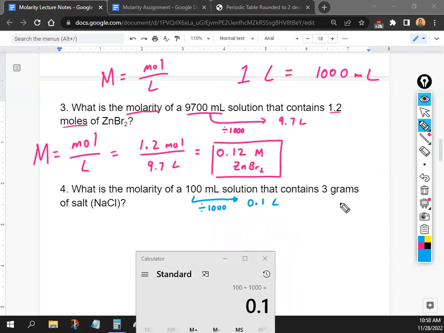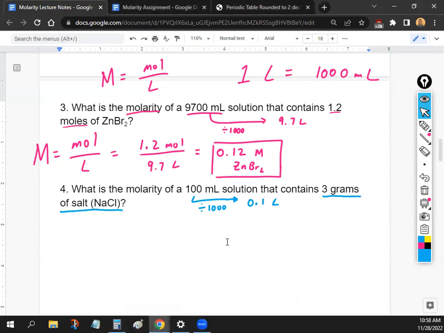Okay, now we go to our next number. It says that this solution contains 3 grams of salt. Now, this is already something different again, right? Because it says 3 grams. We want to work with moles, right? Because the molarity equation has us do moles. Okay, we're working with 3 grams of salt, and that's our chemical formula right here. Now, so what we have to do is we need to turn grams into moles.